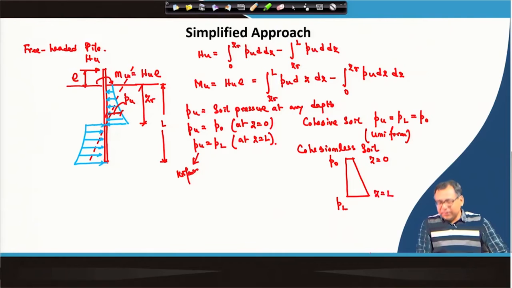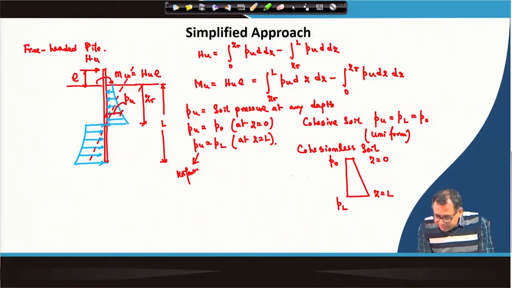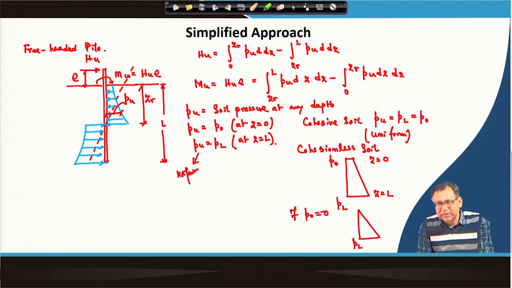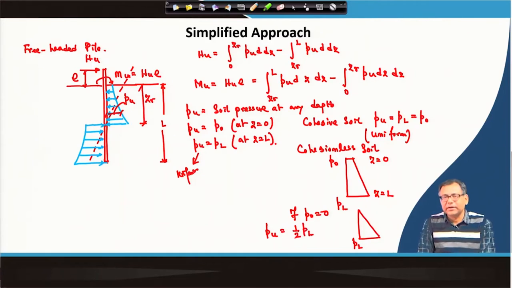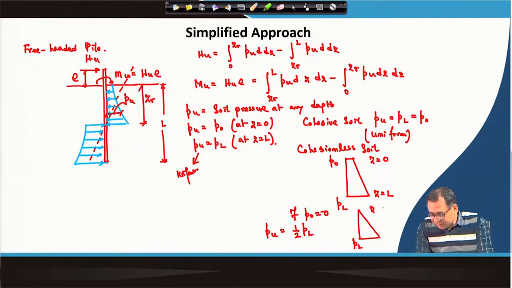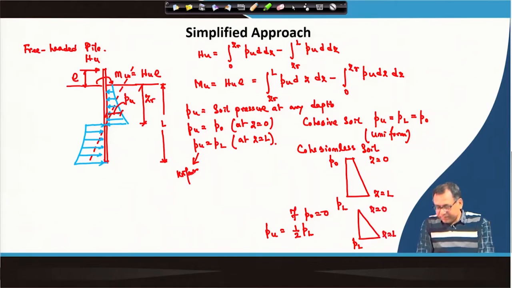So, p u is varying linearly with p l, and if p 0 is equal to 0, then the variation will be something like this. This is p l. So, in such case, p u will be the average pressure, because this is 0. Now, p u will be equal to half p l. So, in that case, this is z equal to 0, that is z equal to l.